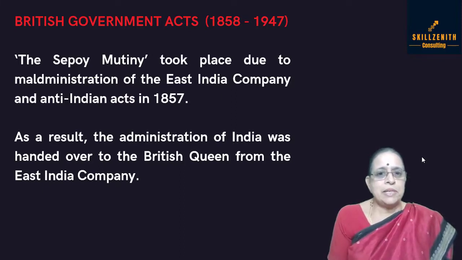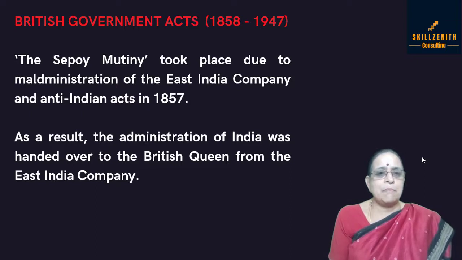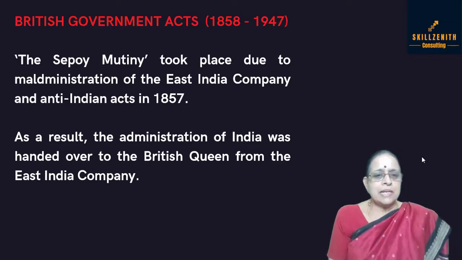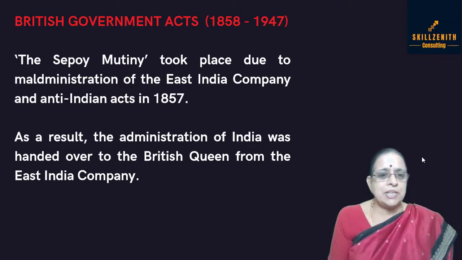The Sepoy Mutiny, why did it take place? Because there was maladministration. Maladministration means bad administration. The administration of the British was not in favor of the Indians. So, maladministration of the East India Company led to the Sepoy Mutiny, and all the acts which were passed were against the Indians. Anti-Indian acts means against the Indians.